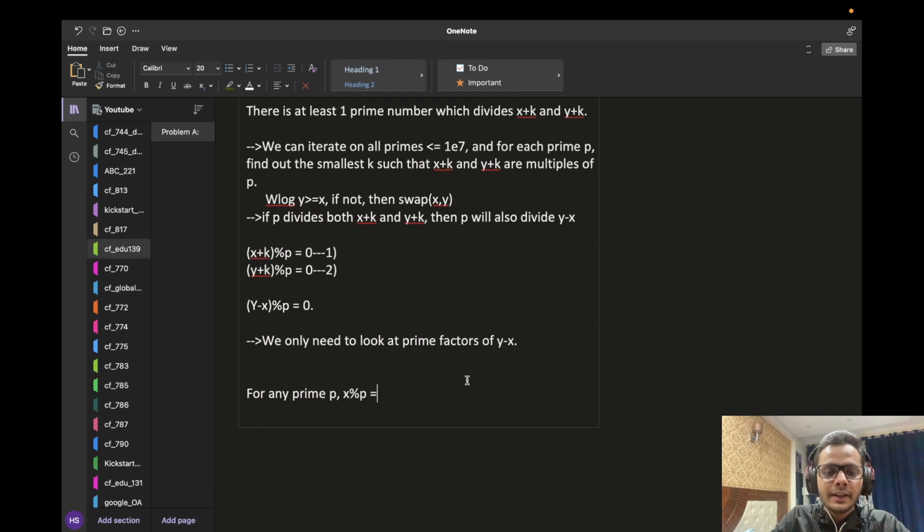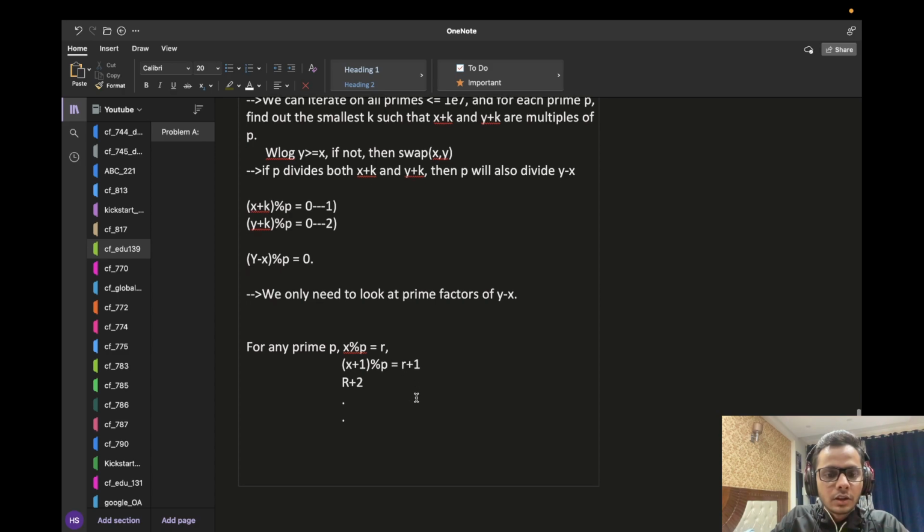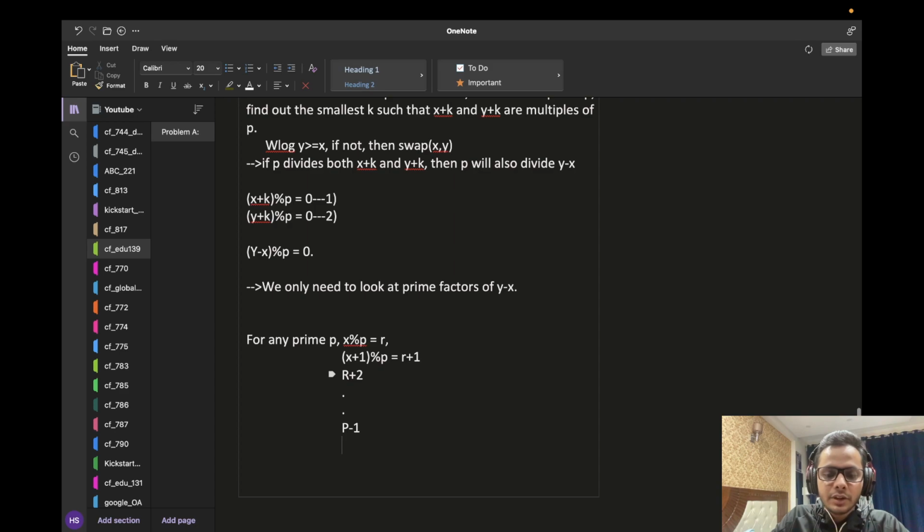So initially, let's say that x modulo p is equal to r, right? So as we increase x, what happens to the modulo? The modulo also increases, right? So the modulo will be r for x, and for x plus 1 modulo p it would be r plus 1, and then we'll get r plus 2, and so forth, until we get the remainder as p minus 1, and eventually we'll get a remainder of 0, right? So this is what is happening.